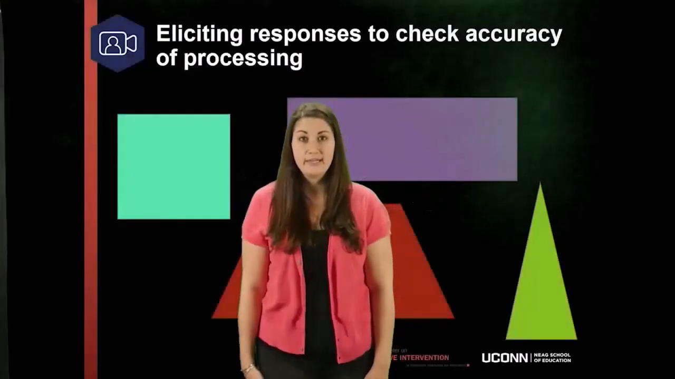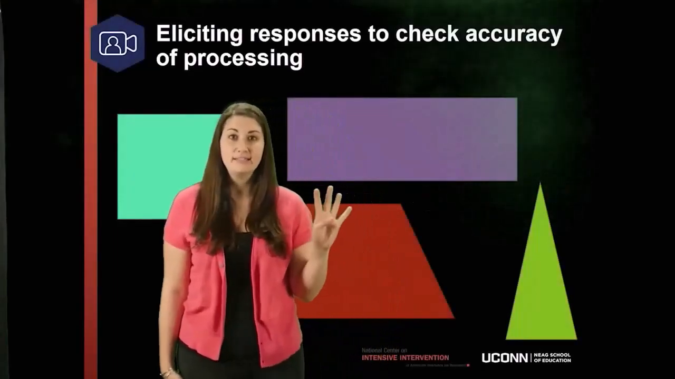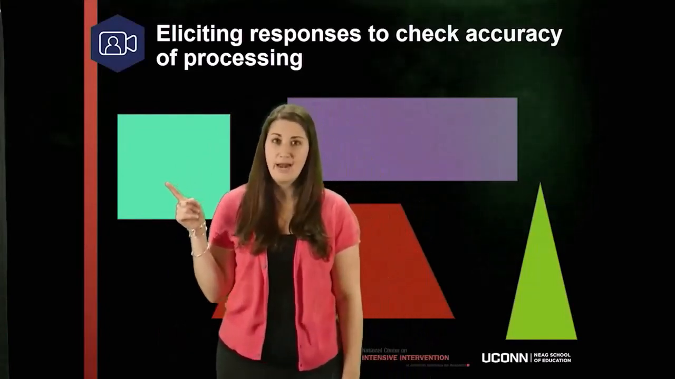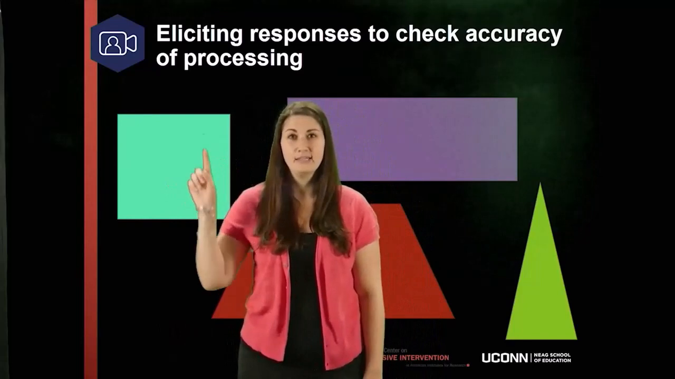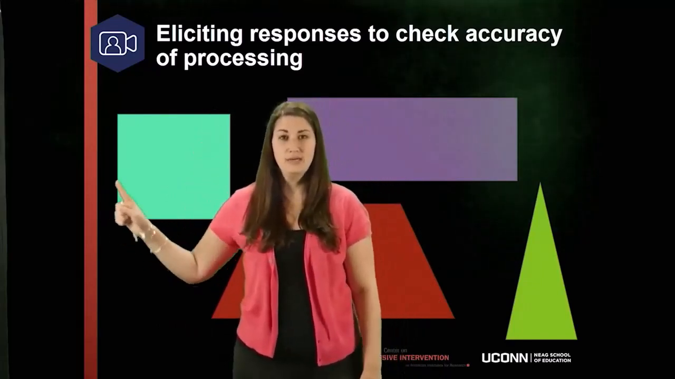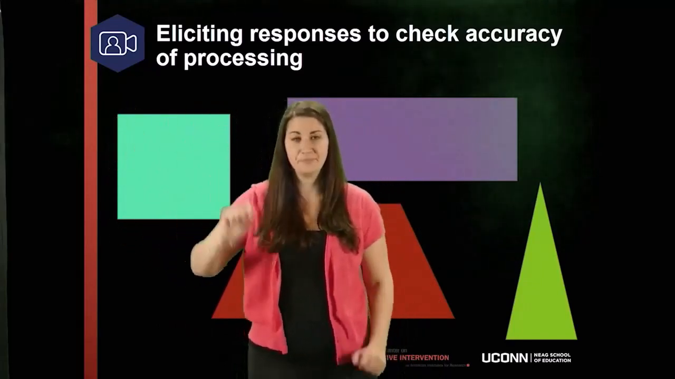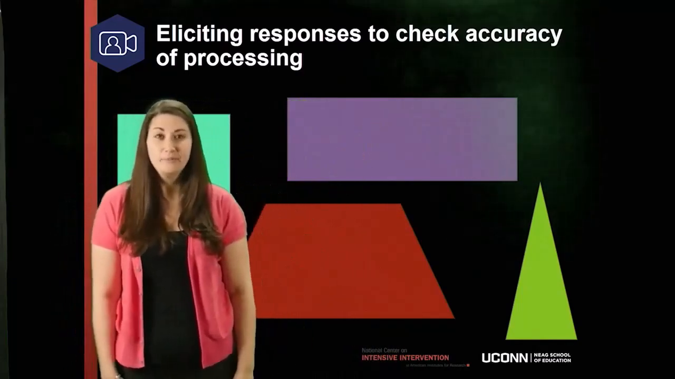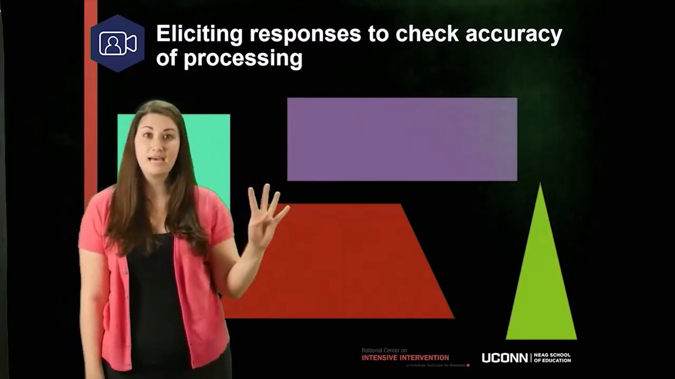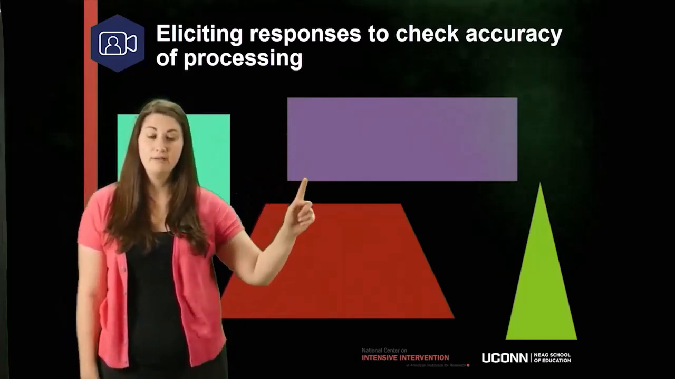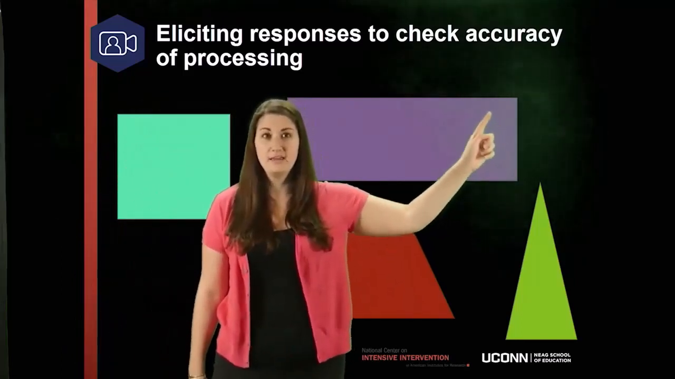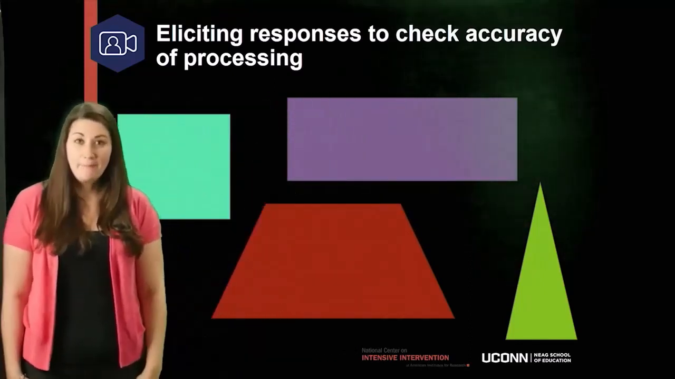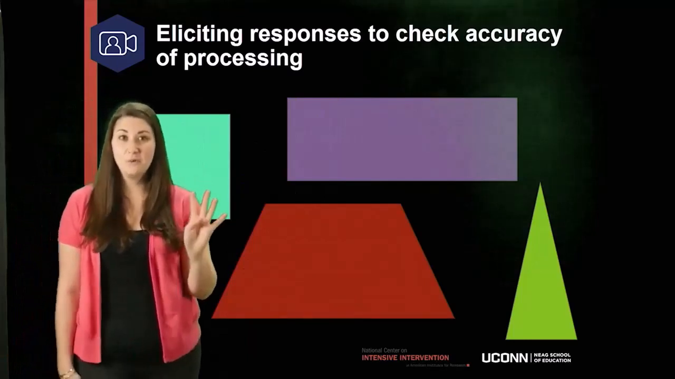A quadrilateral is a polygon with 4 sides. This is a square. This square is a quadrilateral because it has 4 sides. 1, 2, 3, and 4. This is a rectangle. The rectangle is a quadrilateral because it also has 4 sides. 1, 2, 3, 4. This is a trapezoid. The trapezoid is a quadrilateral because it has 4 sides.